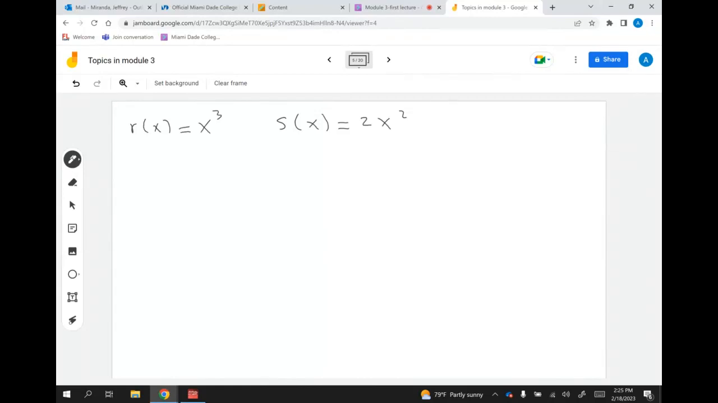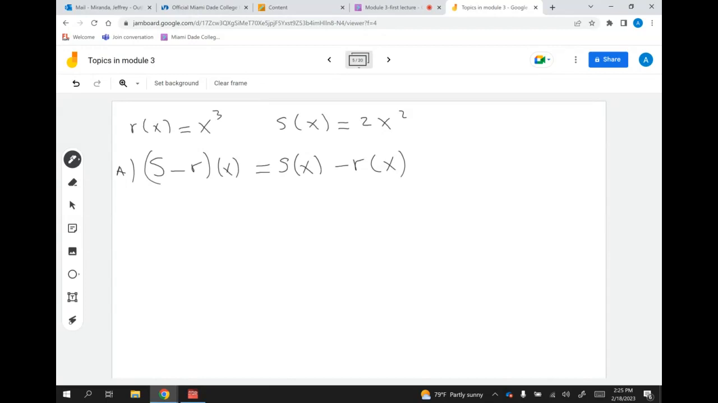And what is it that they want us to do? They want us to do S subtract R. Let's do that first. So how do we write this, guys? Notice that the S is first and then the R. So we're going to write S of X take away R of X. That is my first step.